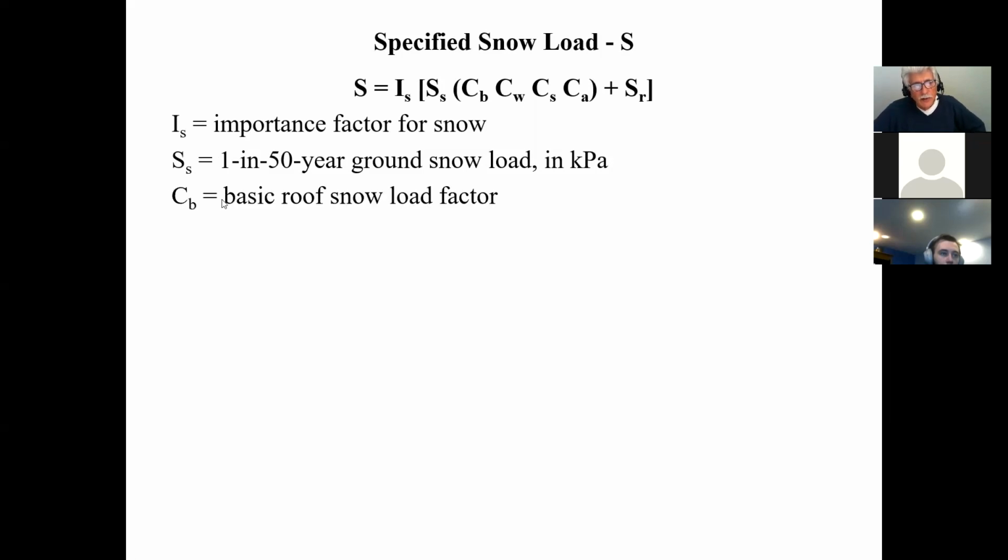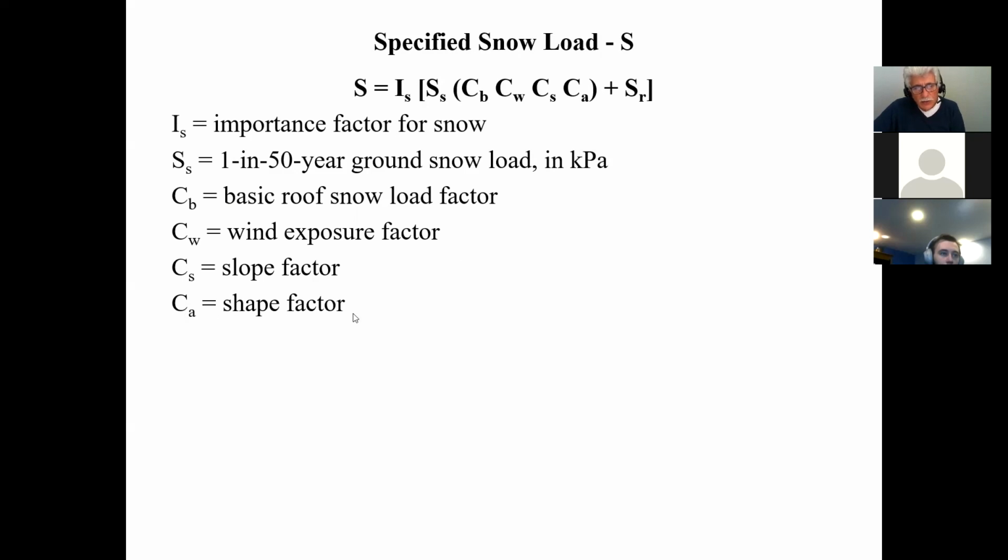Now, CB is a basic roof snow load factor. We'll talk about this, okay, that's CB. And then you have CW, the wind exposure factor, and I will talk about this, okay, and I'll tell you what you shouldn't do, even though the code allows you to do certain things. And CS is a slope factor. You can appreciate that the slope of a roof will have an effect on how much snow can accumulate. And CA is a shape factor.